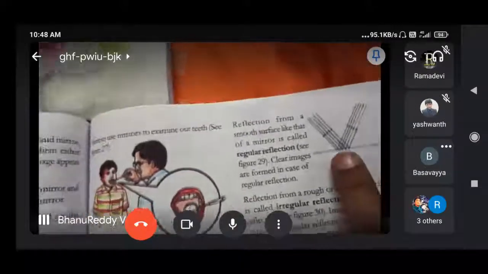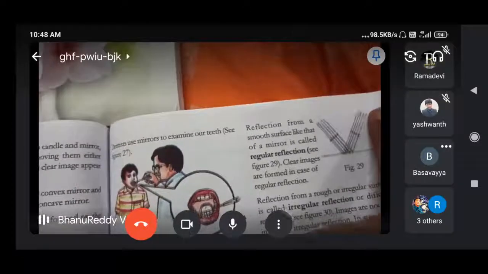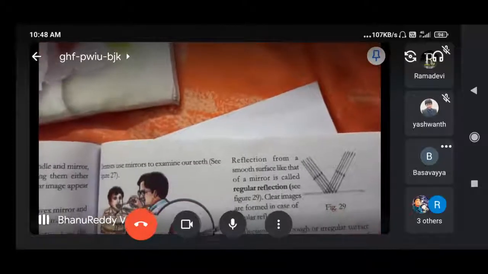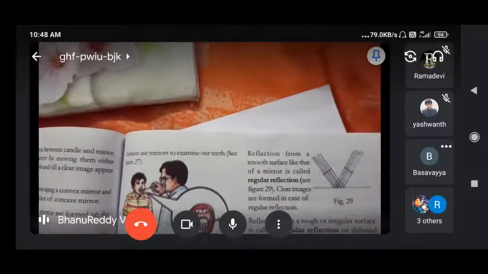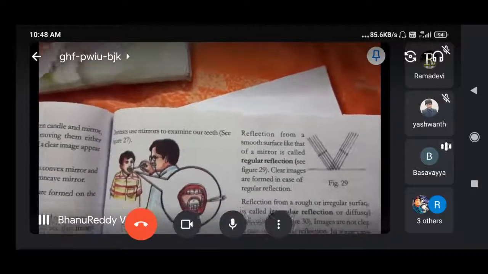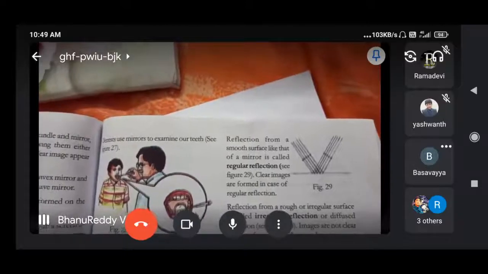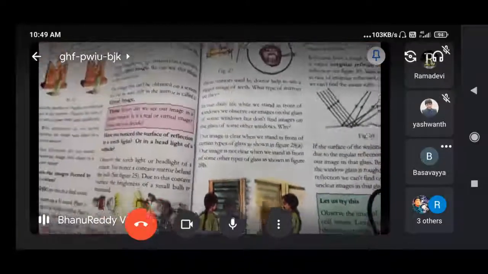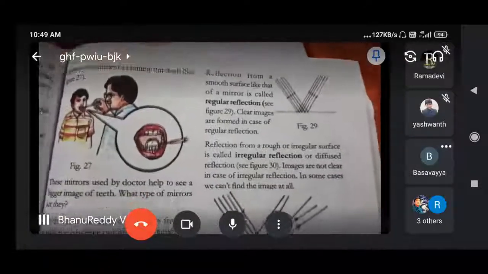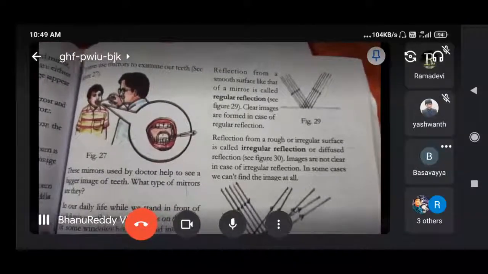In this manner the rays reach the smooth surface and rebound back. Okay? Reflection will form. This type of reflection is called regular reflection, and clear images are formed by regular reflection. And reflection from a rough or irregular surface will give an irregular image in this manner. Images are not clear in case of irregular reflection.